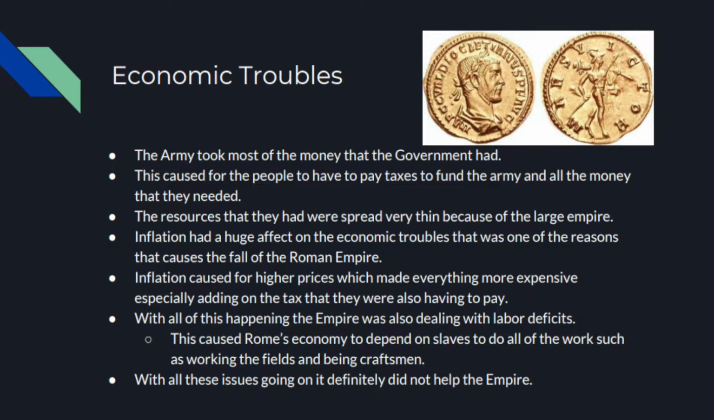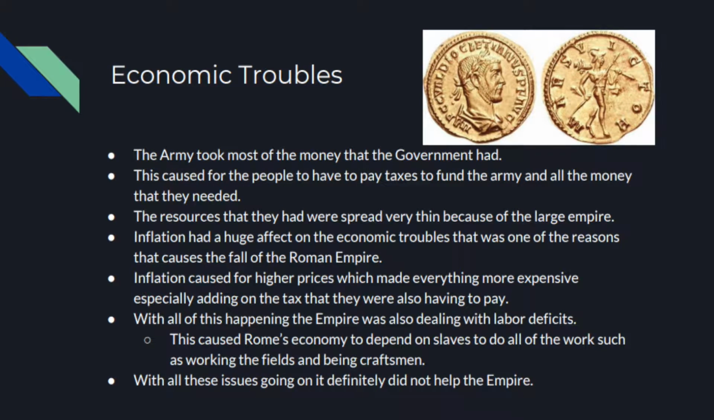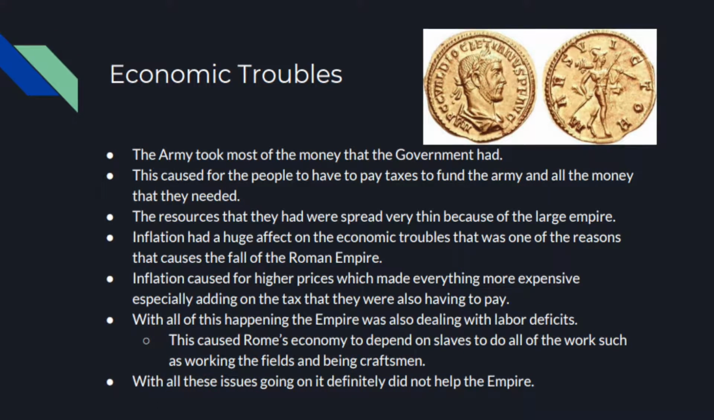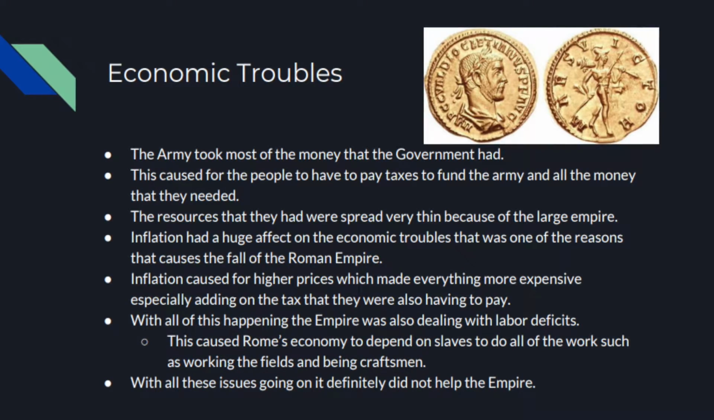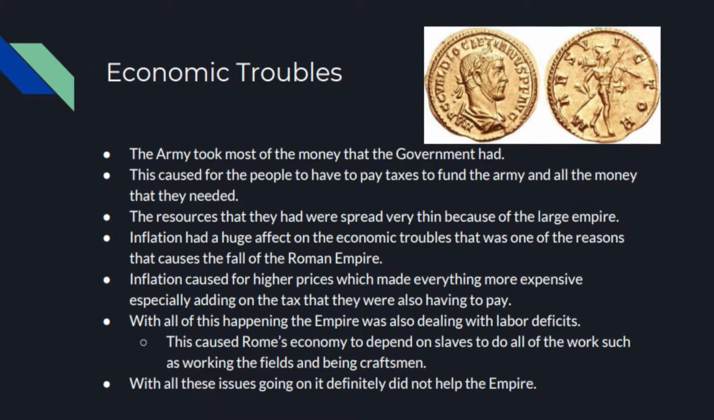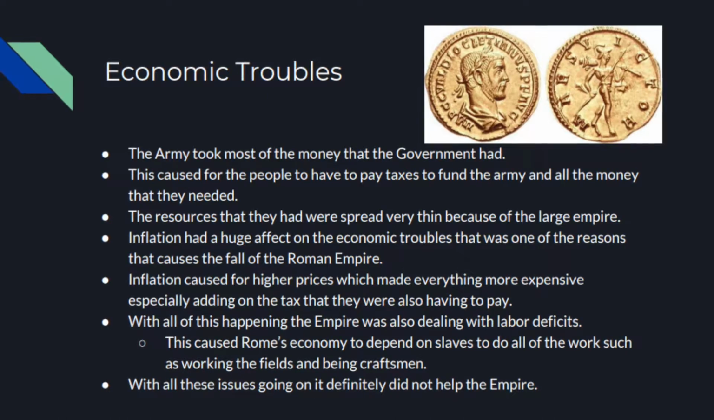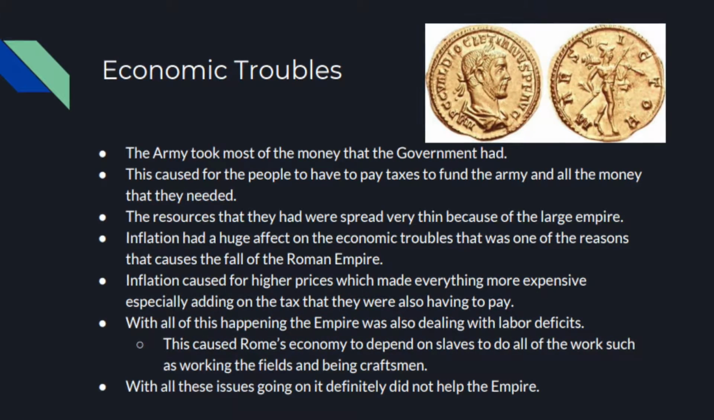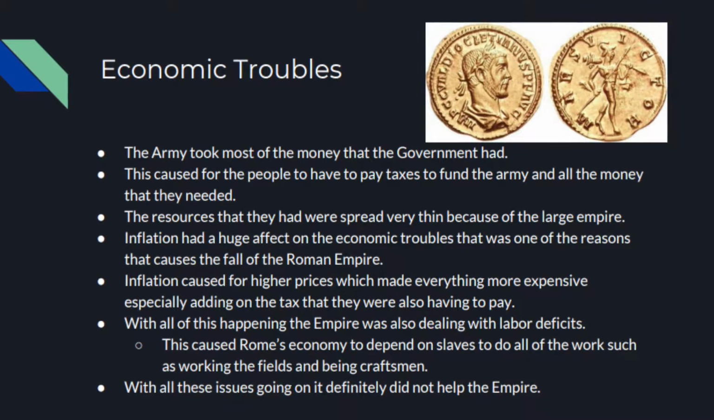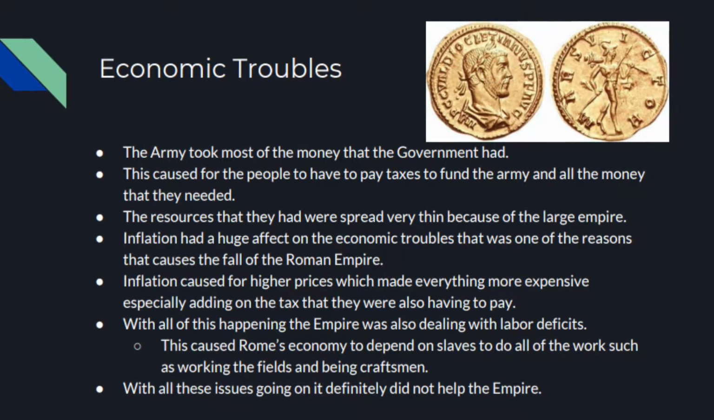The next topic is economic troubles. This was a big one that was very important. The army took most of the money that the government had. This caused many people to have to pay taxes to fund the army and all the money that they needed. This meant that the taxes were higher than what they even were before. The resources that they had were spread very thin because they had such a large empire. Everyone had to get an equal amount.